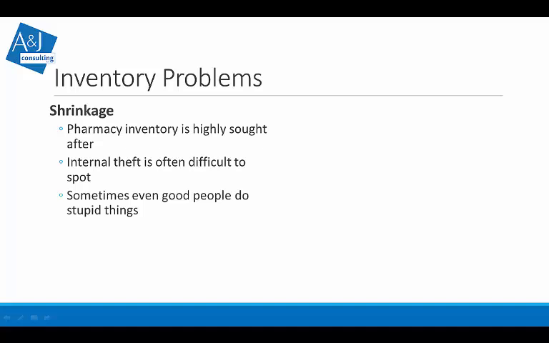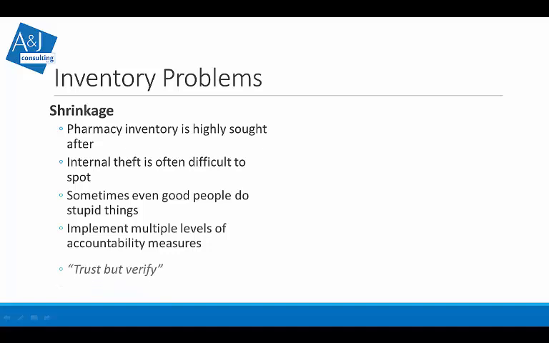It took a few weeks for me to catch him red-handed, and it took some different things that I had to do. One of the things is just having multiple levels of accountability. I kind of go with that Ronald Reagan adage: trust but verify.